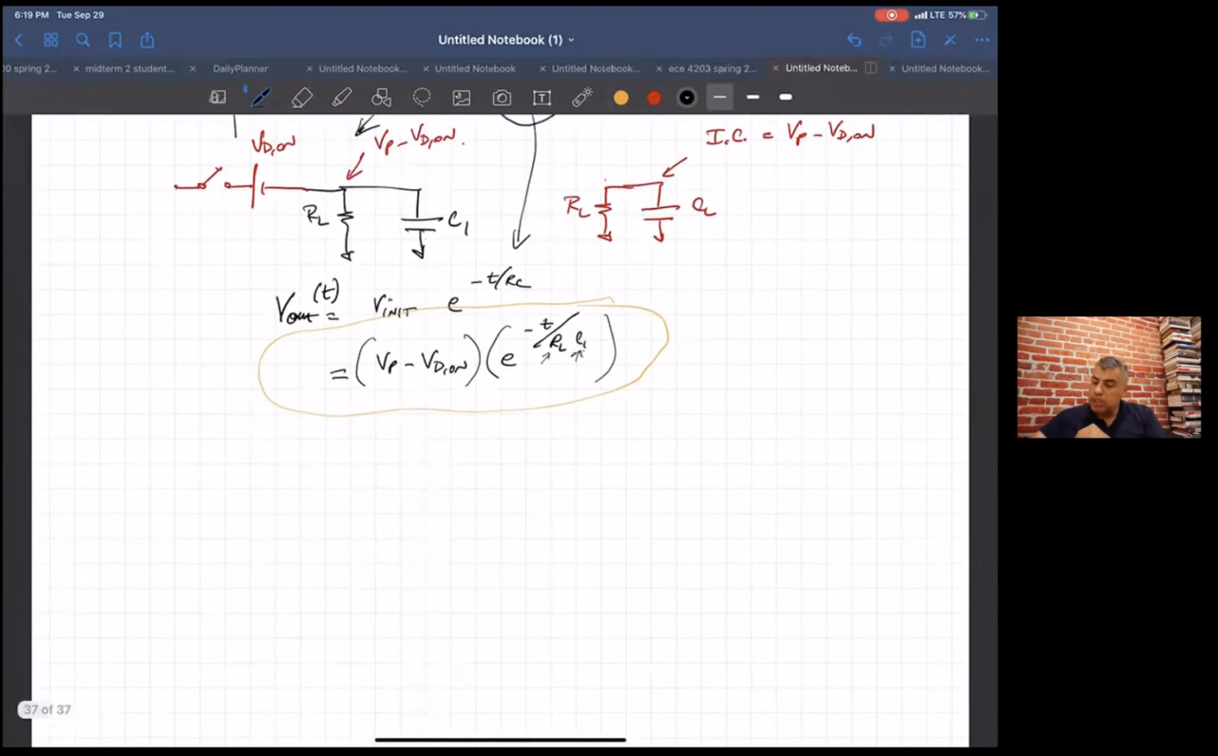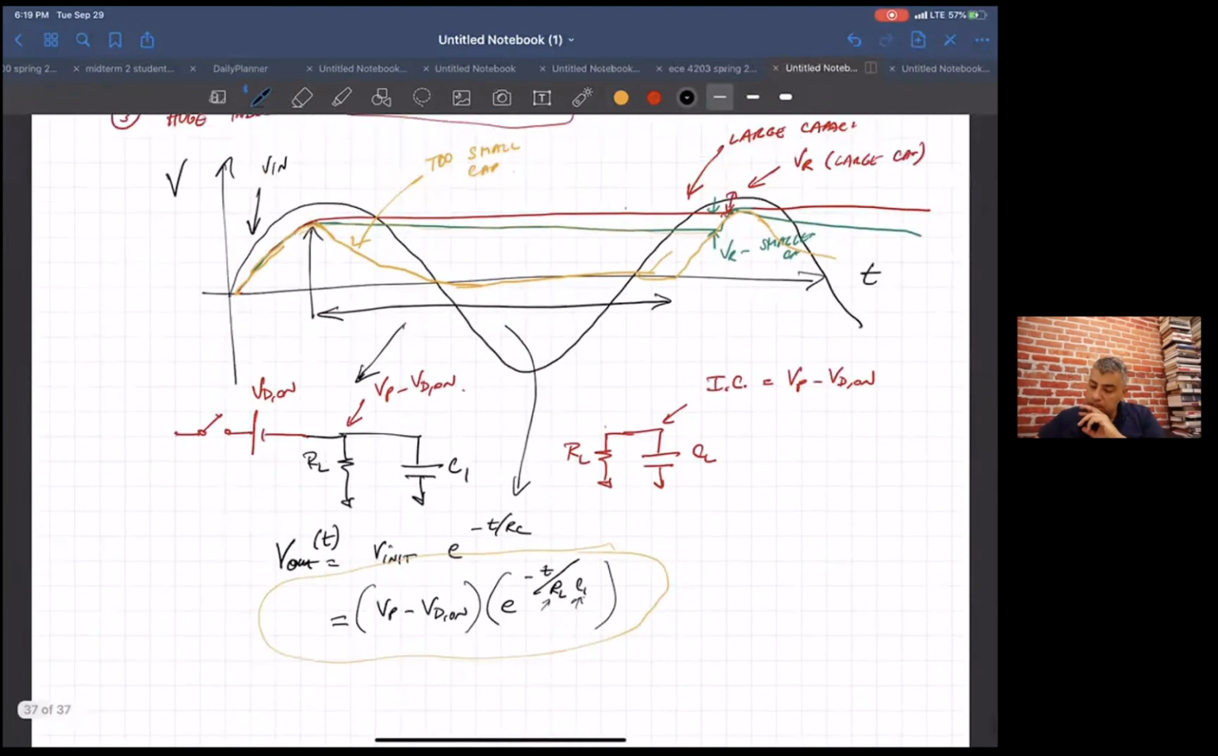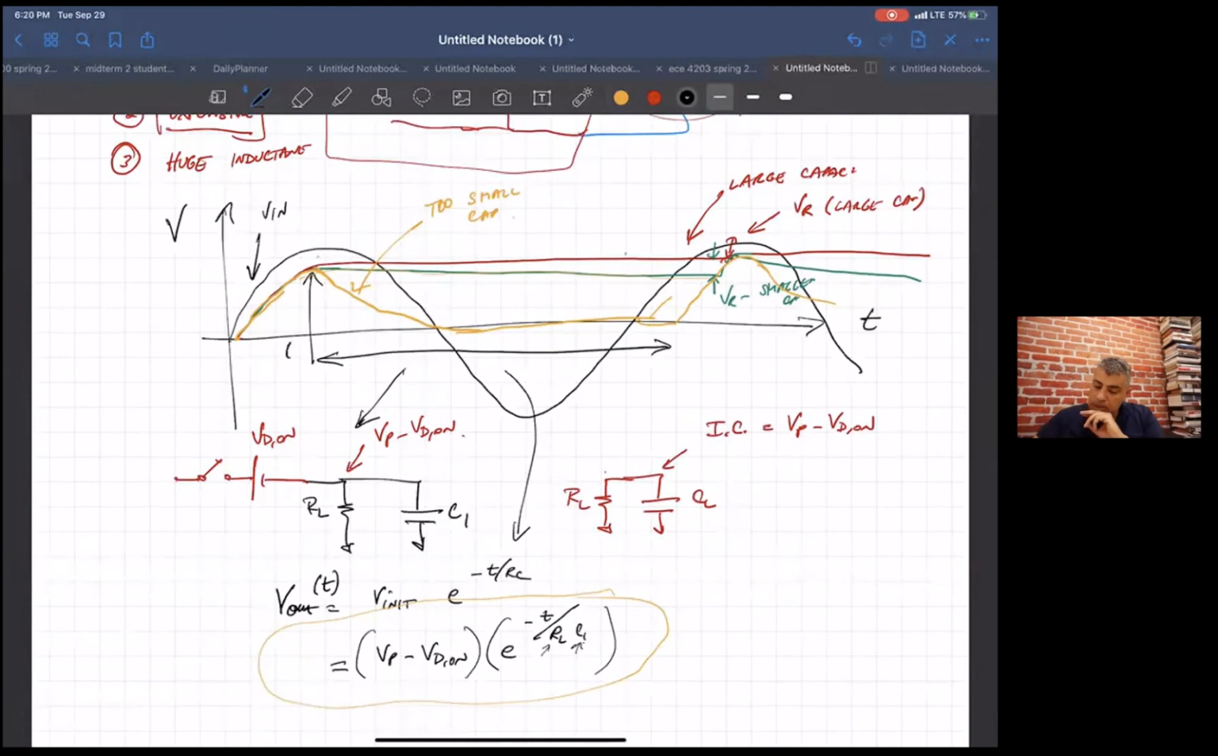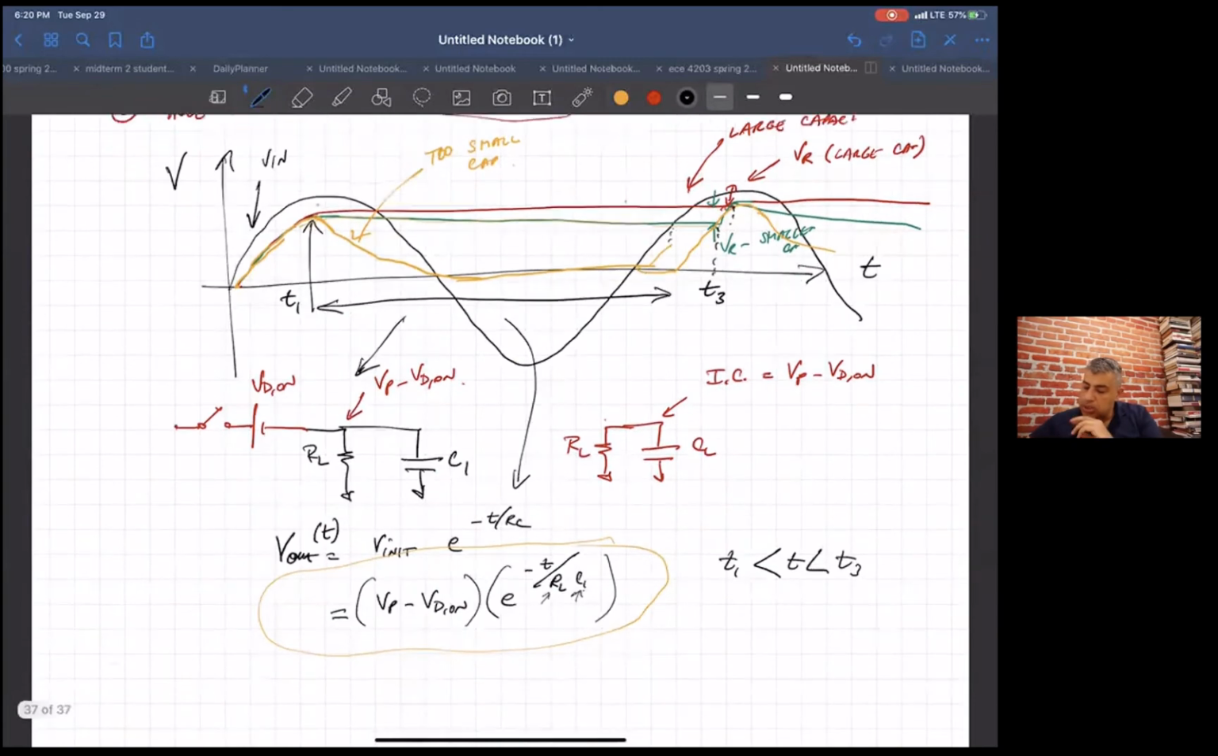So I'm going to pull in, we said this was, say I call this T1. And when the diode turns back on is T3. Okay, but this is true for t being T1 to T3. T2 is given when this guy. There's a different T2, so let's just call this T3, is when it turns on.